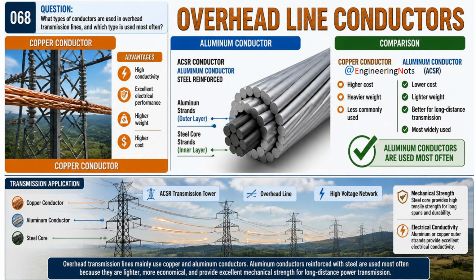In summary, both copper and aluminum conductors are used in overhead lines, but aluminum conductors reinforced with steel are the most widely used due to their lower weight, lower cost, and high mechanical strength.